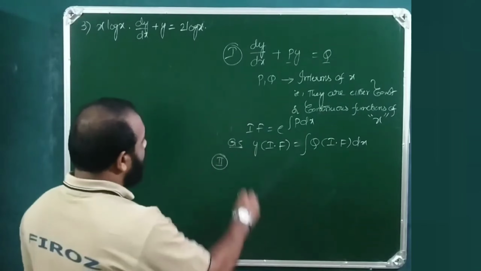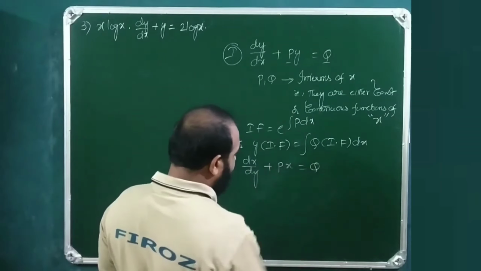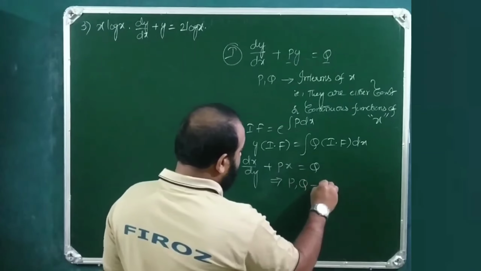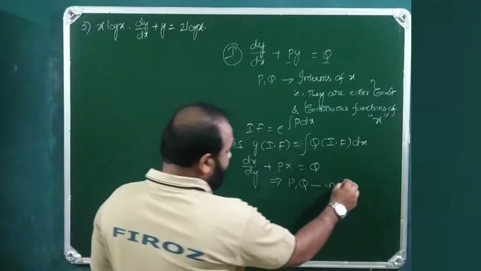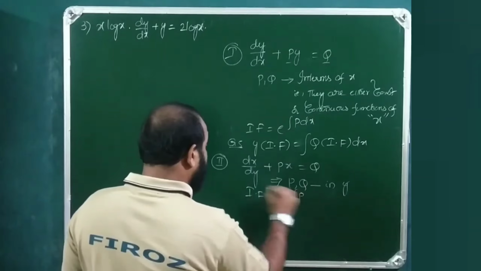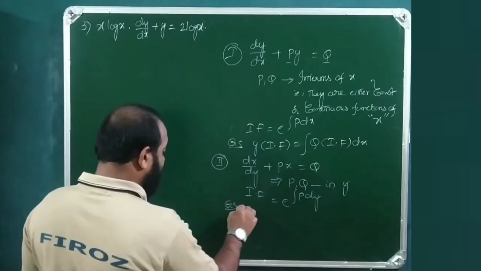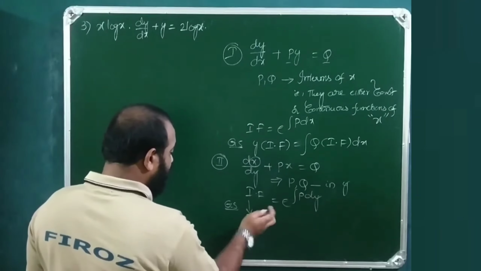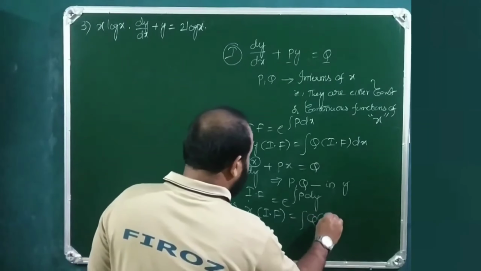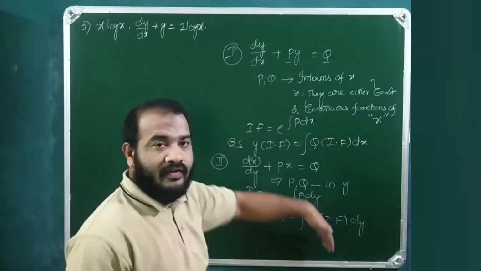or it can be of this form also, dx by dy plus px equals q, where p comma q are in terms of y. So the integral factor is e power integral p dy, and the general solution is x into integral factor equals integral q into integral factor into dy. So this is what we have discussed.